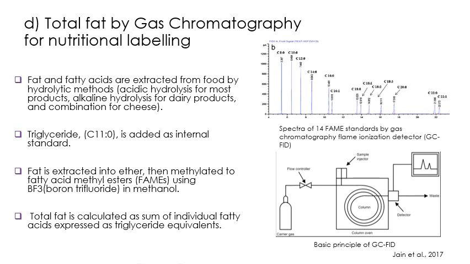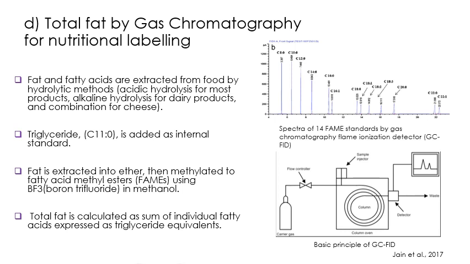Okay, so fat and fatty acids are first extracted from food by hydrolytic methods. This can be done by acidic hydrolysis for most products or alkaline hydrolysis for dairy products. Or for cheese, you can combine both of these acidic and alkaline hydrolysis.